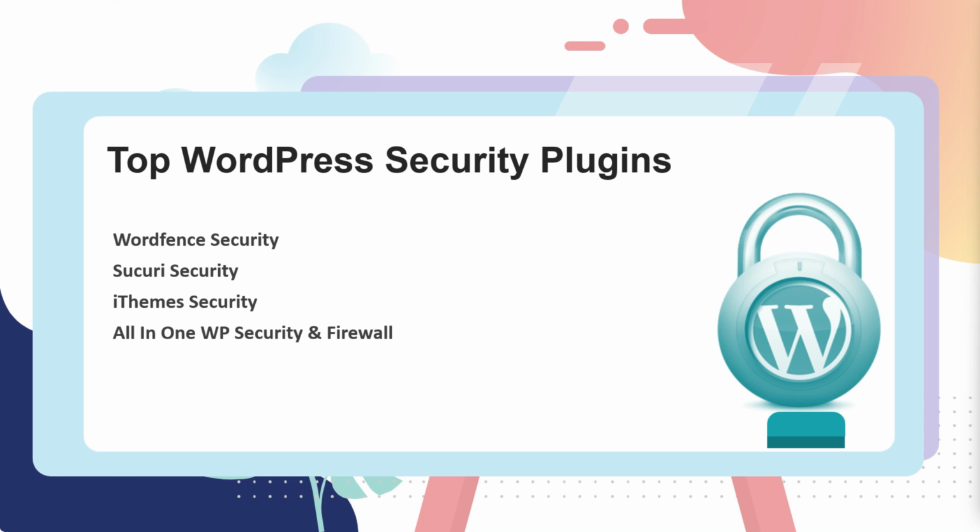Then All In One WP Security and Firewall, which is user friendly and covers a wide range of security features. Last but not the least is Jetpack Security, which includes downtime monitoring, malware scanning, and automated backup. Each of these plugins has its unique strengths, and choosing the right one depends on your specific needs. Now let's discuss the key features you should look for in a security plugin.